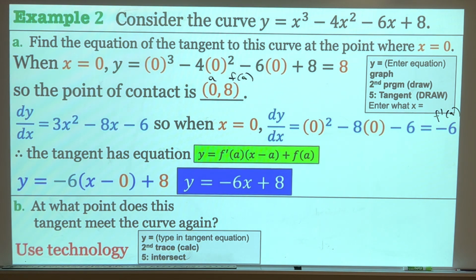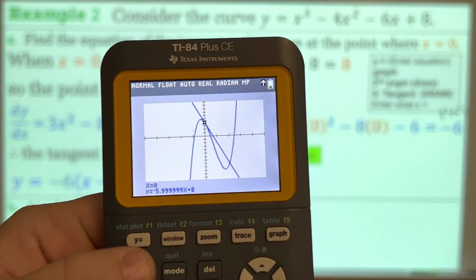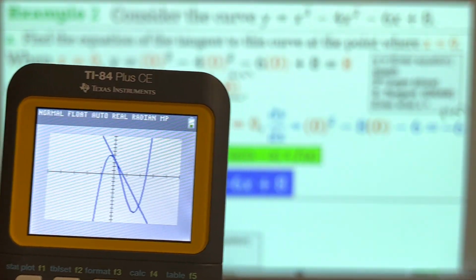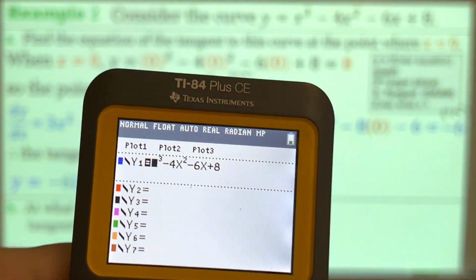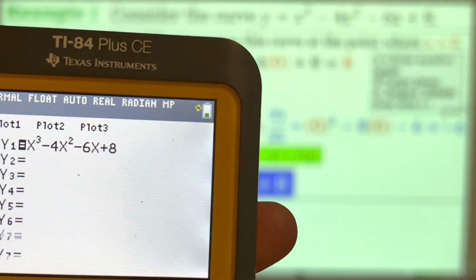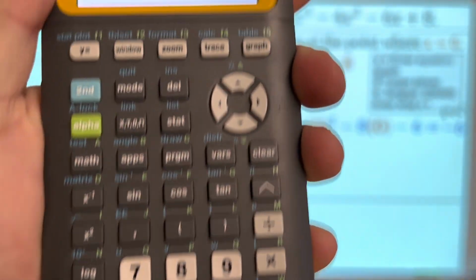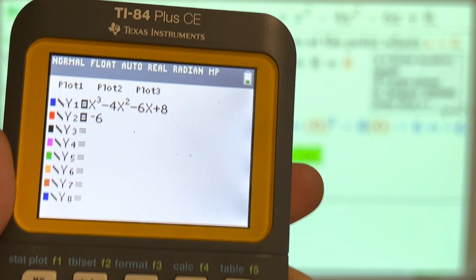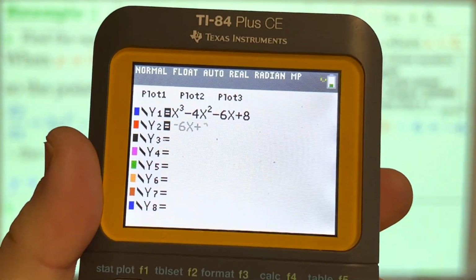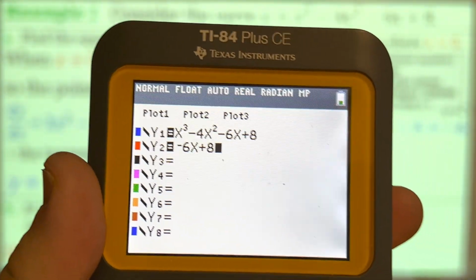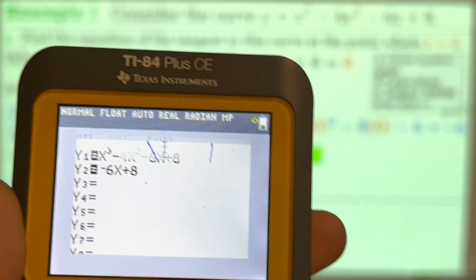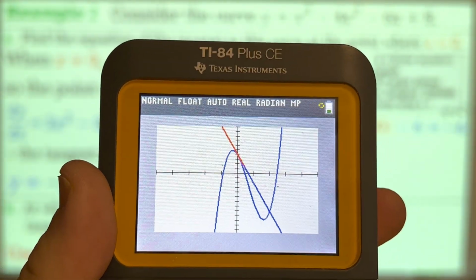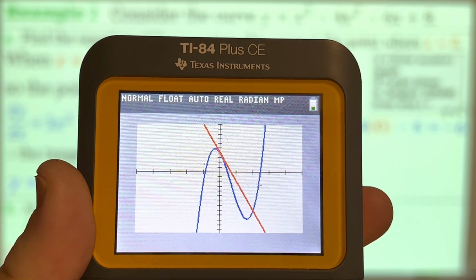What we're going to do is type in y, type in the equation, and then press second trace, calc, and so on. So we're going to type y again. Oh, clear this out. Type y. All right, so I got my first equation. Second equation was negative. Make sure you use the negative sign and not the minus sign. 6x plus 8. All right? Enter. Graph. So now you're just going to see the tangent line I graphed just turns red because I just typed that graph in.